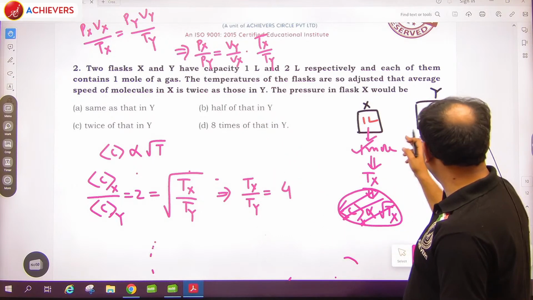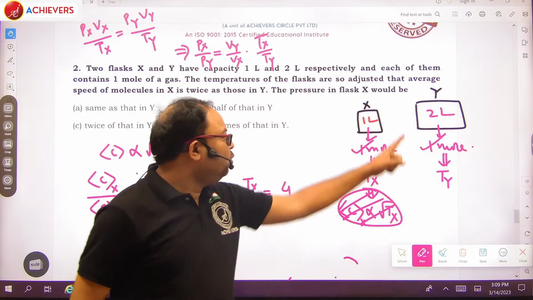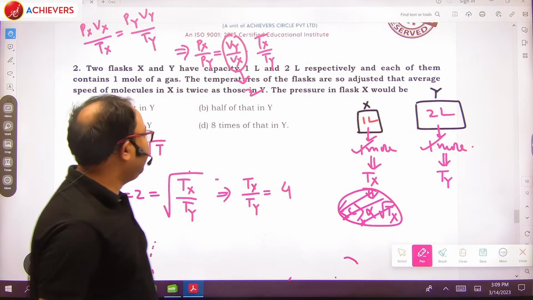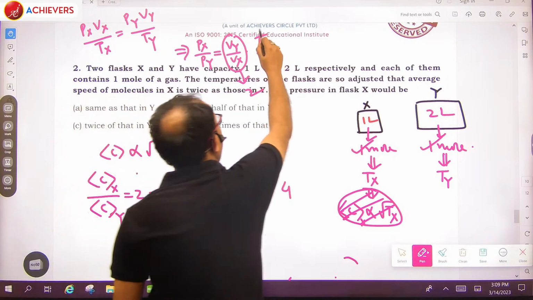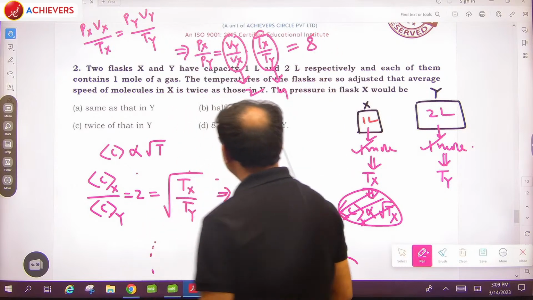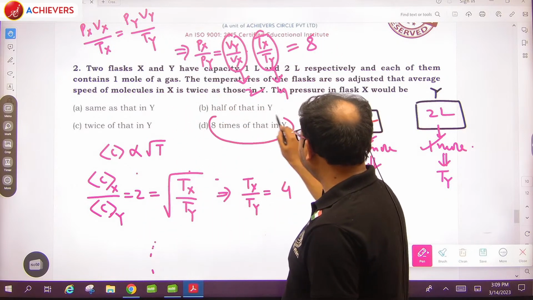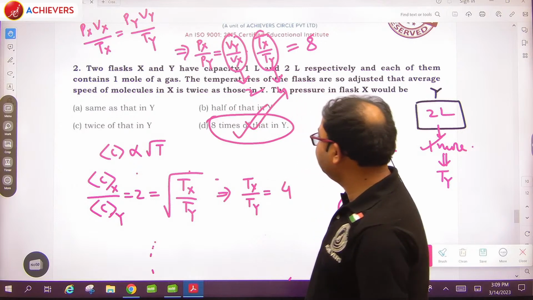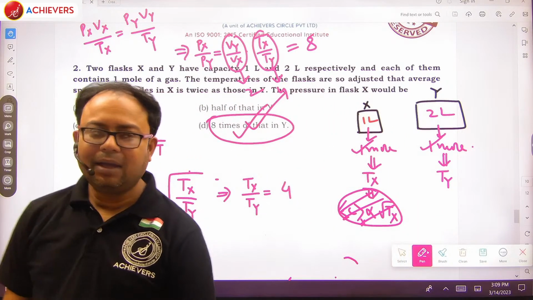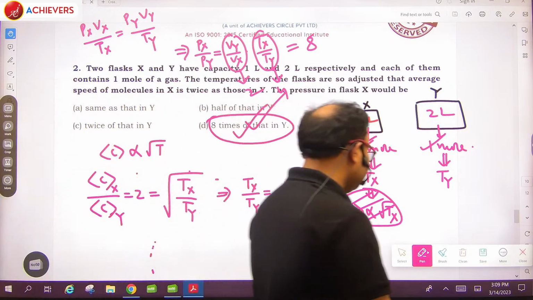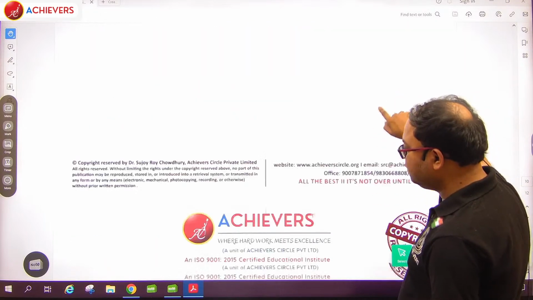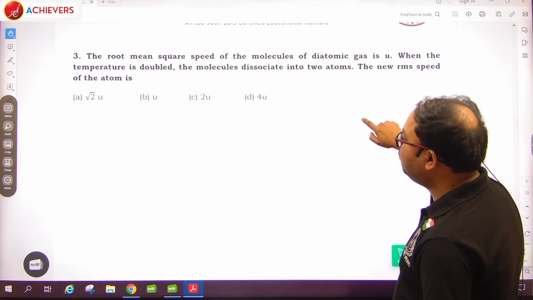What is Vy by Vx? 2 liters by 1 liter, this is 2. What is Tx by Ty? That is 4. So 2 multiplied by 4 is 8. So the pressure in X will be 8 times that of Y. As simple as that. Let's move on to the final problem.